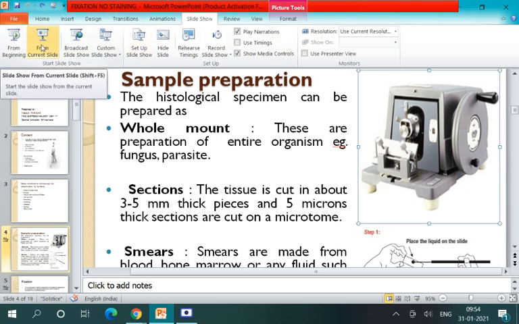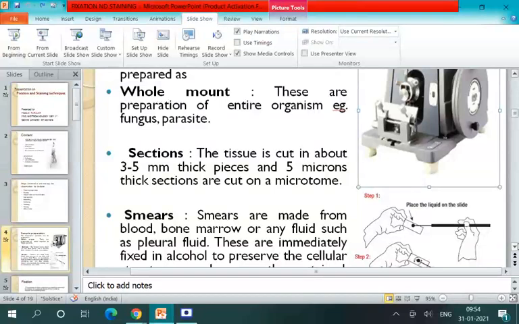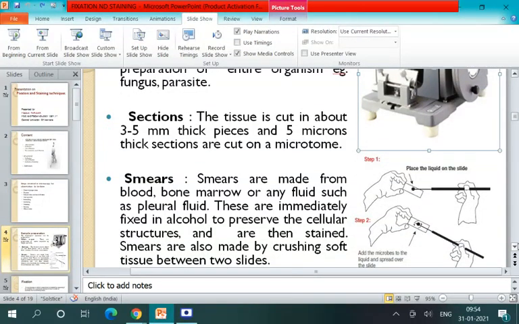So we can prepare sections with the help of this machine, and next are the smears. We are all familiar with the preparation of a smear from a bacterial culture. Smears can be prepared from blood, bone marrow, or any fluid such as pleural fluid.